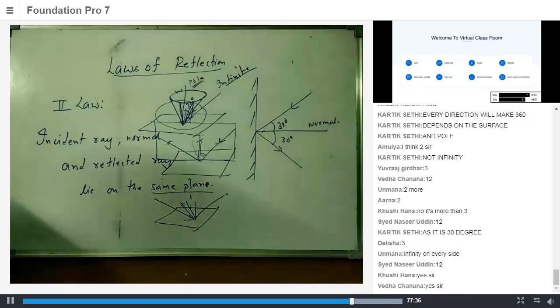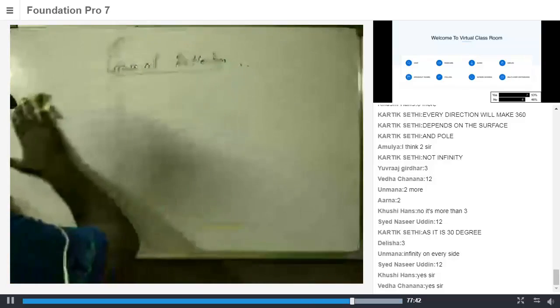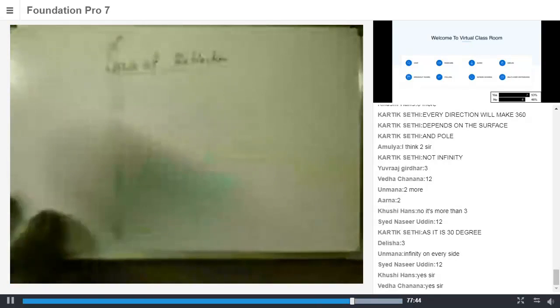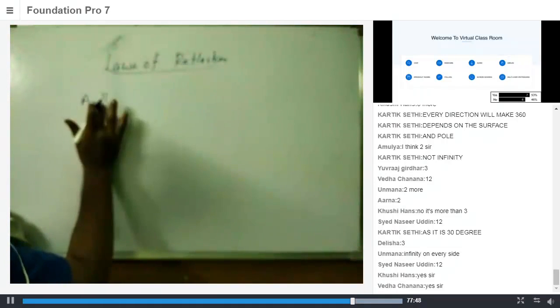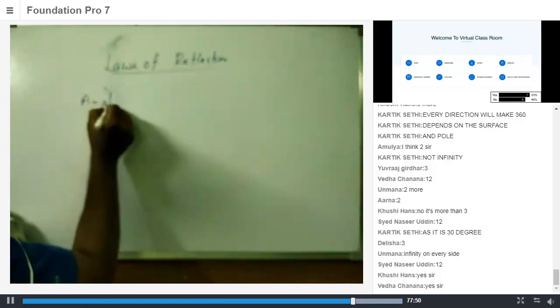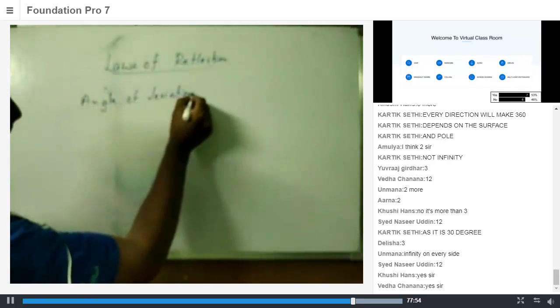One step ahead. So we have defined this. The next thing that we talk about is how much is the ray deviated. We call it the angle of deviation. Now we say angle of deviation. By how much is the ray deviated?